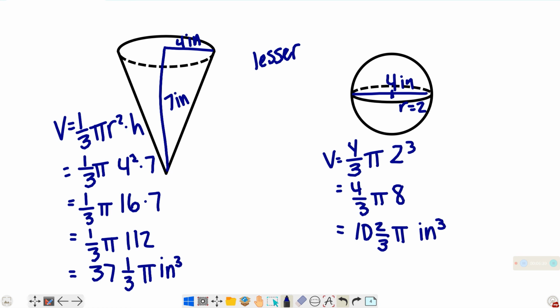So which is smaller, 37 1/3 or 10 2/3? 10 is smaller than 37, so the lesser volume is the sphere. The sphere has the smaller volume.